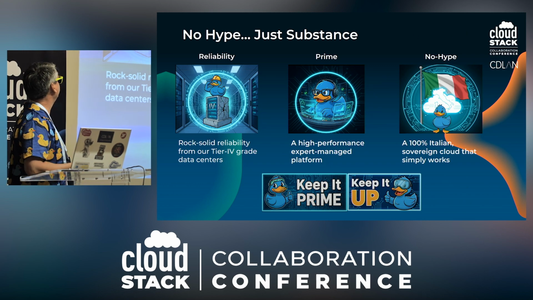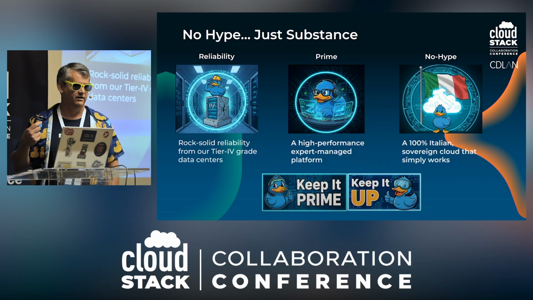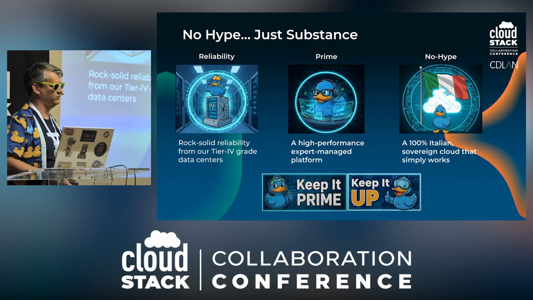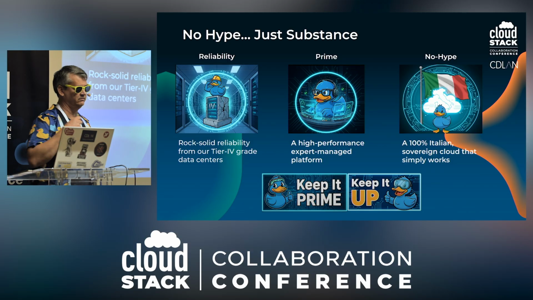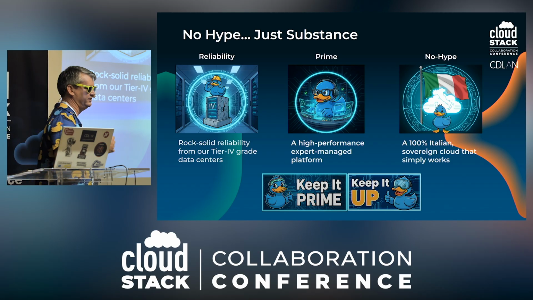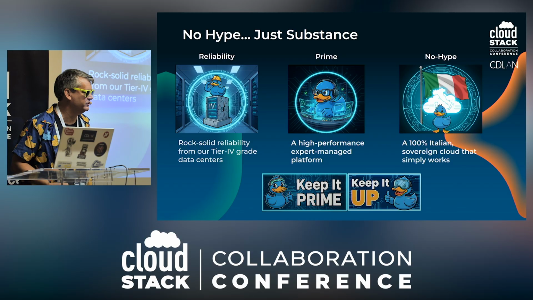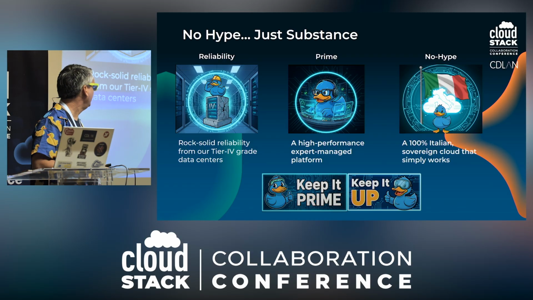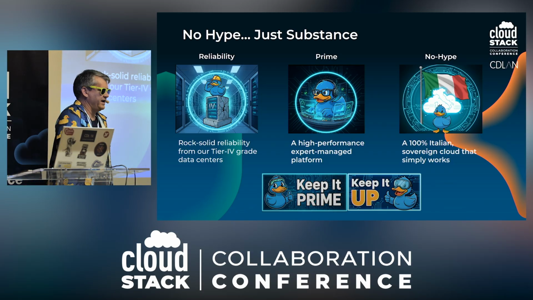And so we wanted to build something that wasn't just hype, but substance. We took our data center, we have Tier 4 data centers in Milan and Rome, and we built a cloud platform inside using CloudStack. We tried a couple other things. CloudStack was the one that we liked. It had the simplicity of management and operations. It had a good community behind it, and that's what we chose. It's a high-performance platform that's expertly managed by our people.